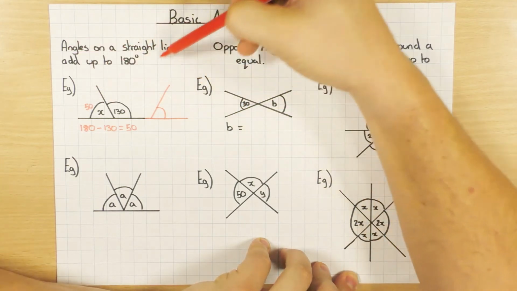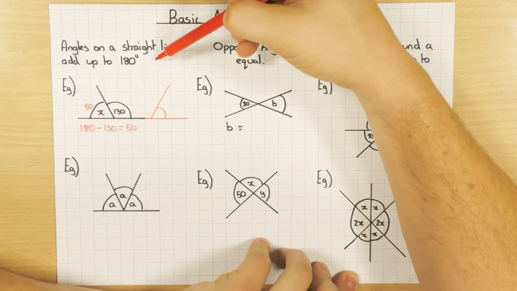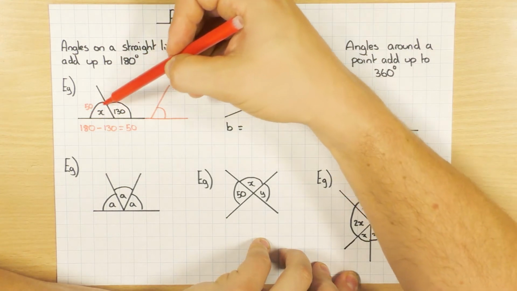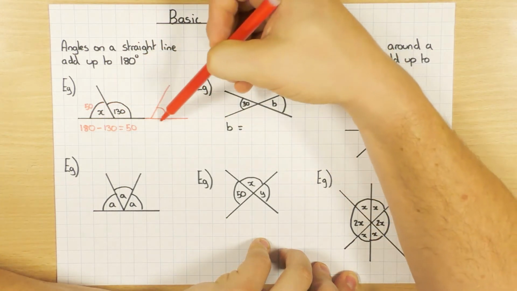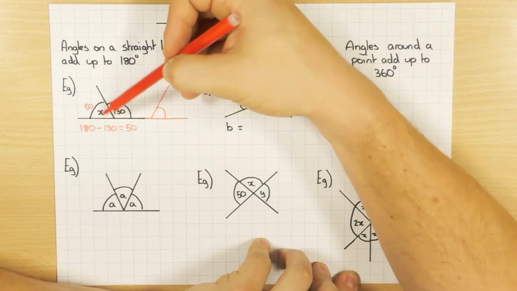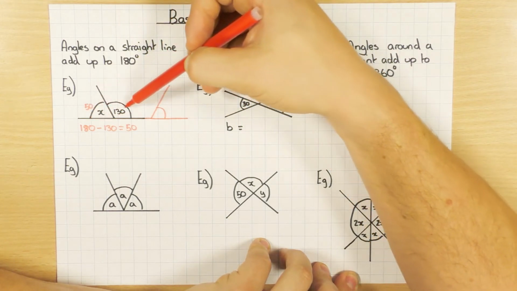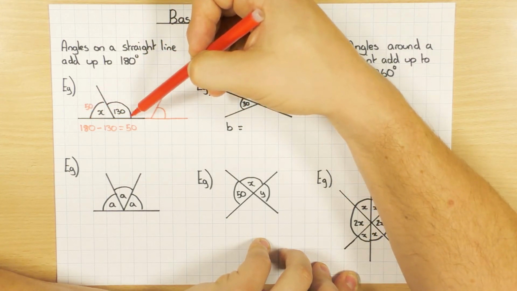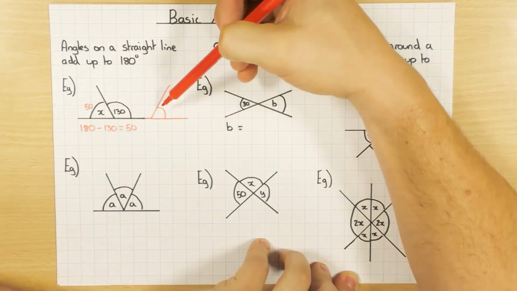This rule, angles on a straight line add up to 180, only applies if they are next to each other. This angle here has nothing to do with what's going on over here. It's only when they are next to each other. So that's one common thing that people get wrong.